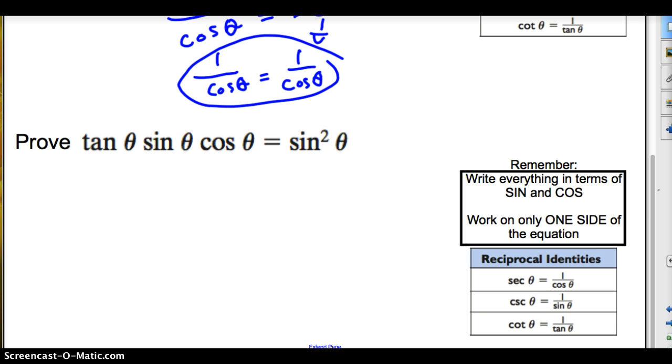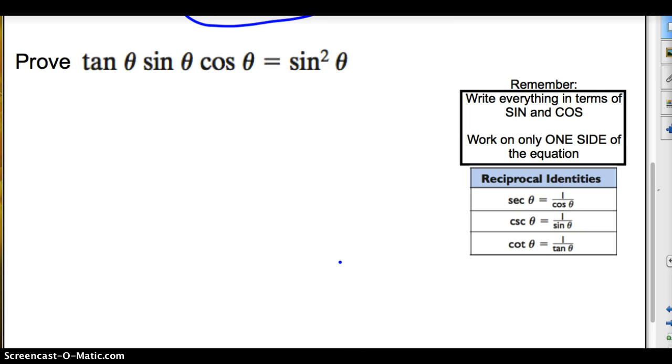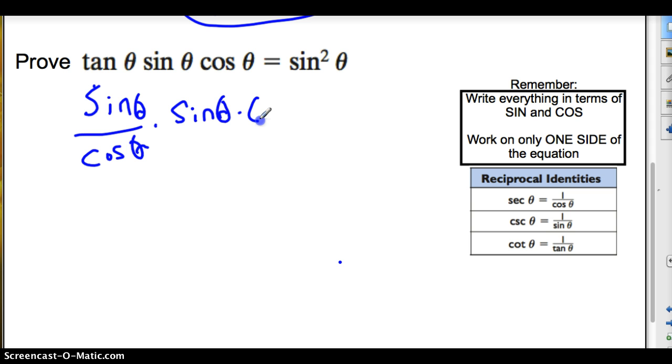Let's take another look at one, okay? We want to prove that tan theta times sine theta times cosine theta equals sine squared theta. Well, like I said, we want to write everything in terms of sine and cosine, all right? And we're going to work on this side of the equation. So tan can be written as sine over cosine, sine theta over cosine theta. Don't make fun of my handwriting. Times, well, sine theta stays sine theta, times cosine theta stays cosine theta, and this equals sine squared theta.